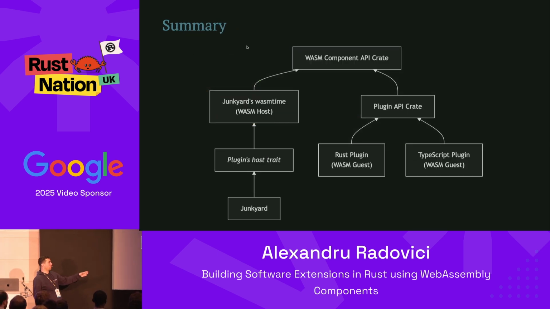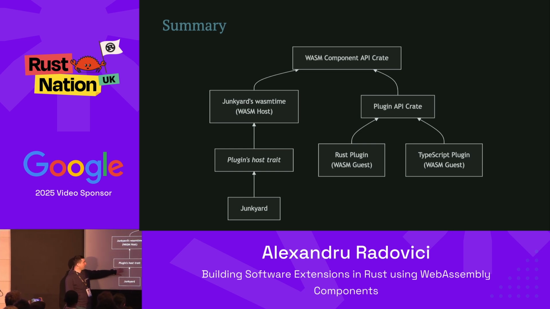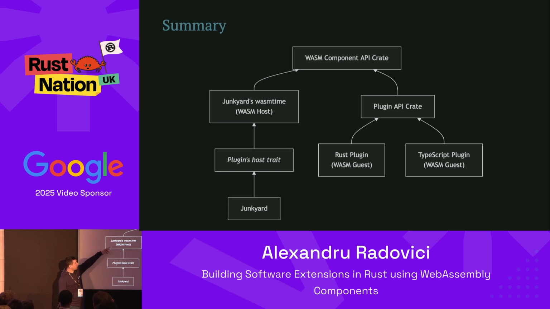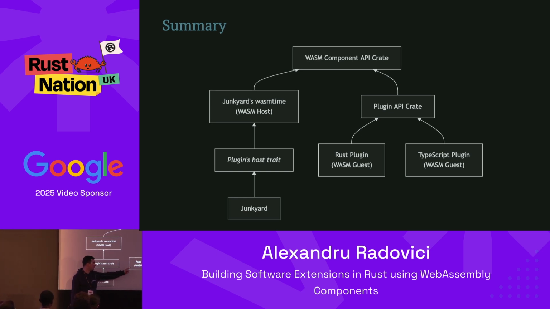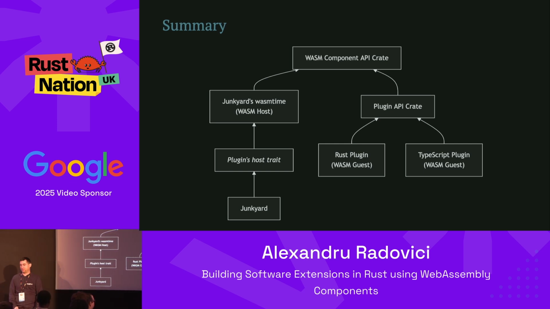So this is what we actually did. Junkyard was my main application. It had a crate which defined the host trait, so I can use it nicely. It has the Wasmtime engine crate, which was loading modules, and it was depending on the WASM component API crate. And the plugins were depending on that as well, on my plugin crate, and these were my two plugins. All the three things were compiled separately.